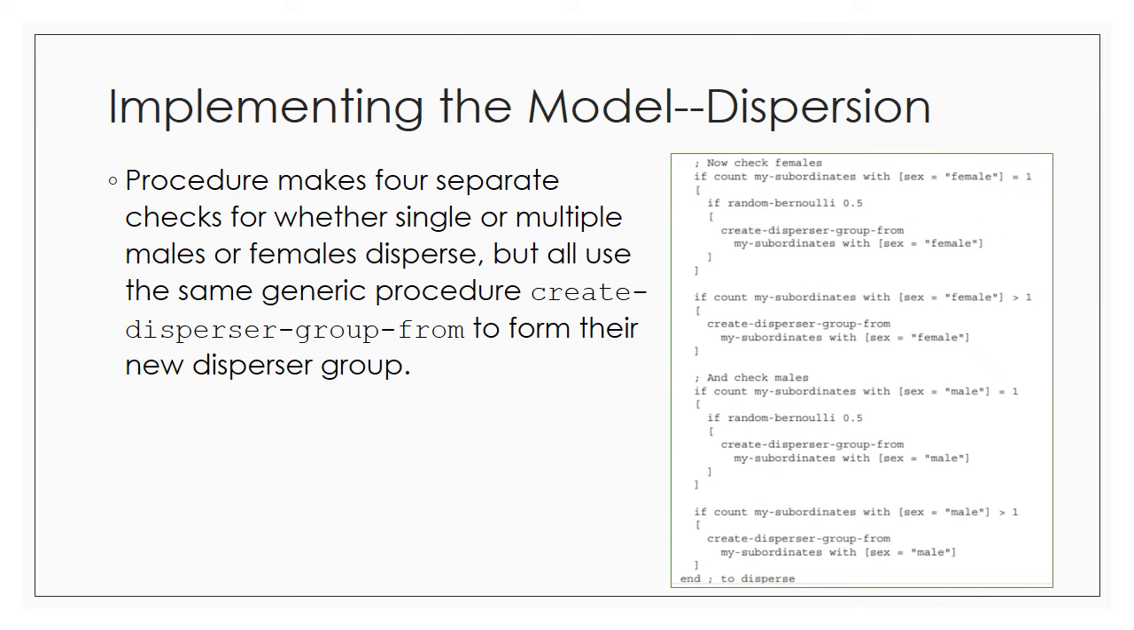In our dispersion submodel, we need to check for both females and males. And we handle the cases in which exactly one female or male exists in the pack. Those packs use the random Bernoulli function to disperse, and then the cases in which more than one female or male exists in the groups. Those are the groups that will automatically disperse.